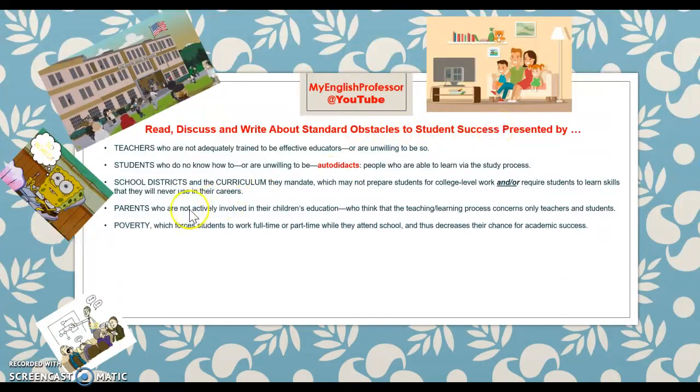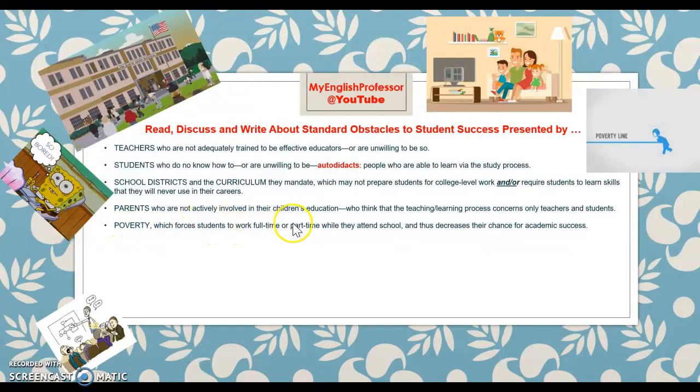What's another obstacle? A standard obstacle is poverty, which forces students to work full-time or part-time while they attend school and thus decreases their chance for academic success. And by poverty, it doesn't mean we're starving to death, but we may live below the poverty line. We don't have a lot of money in our family. It's a big sacrifice for somebody not to be bringing in income.